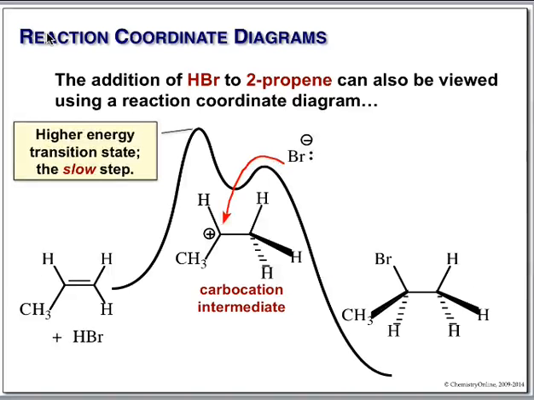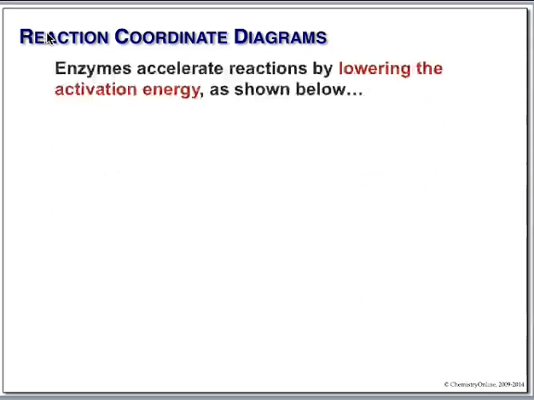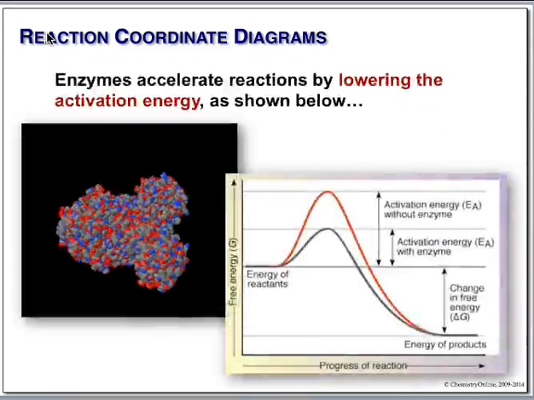Slow step, that's our transition state, and this is our intermediate. The whole notion of reaction coordinates is actually generally applicable to all sorts of reactions, all chemical reactions. We speak of enzymes, biological compounds, proteins, as being catalysts. The way a catalyst works is simply by lowering the energy of the transition state.